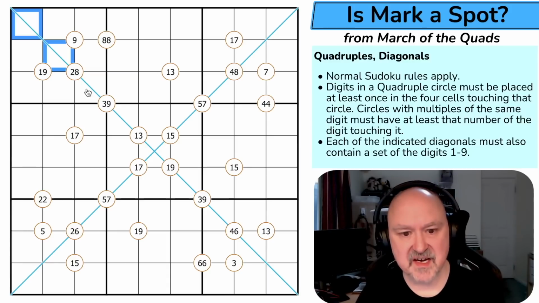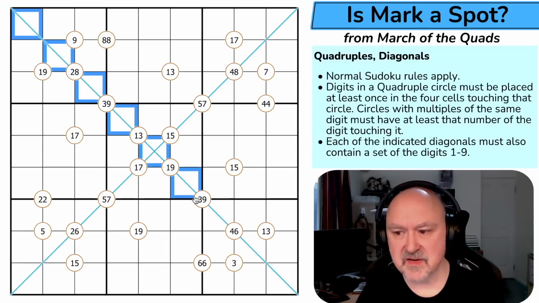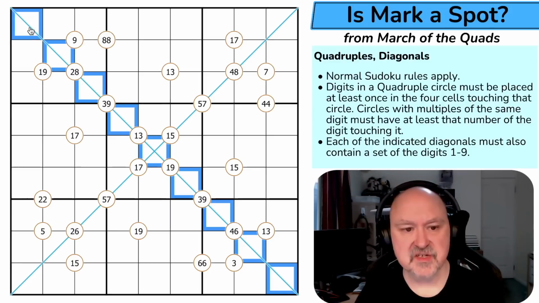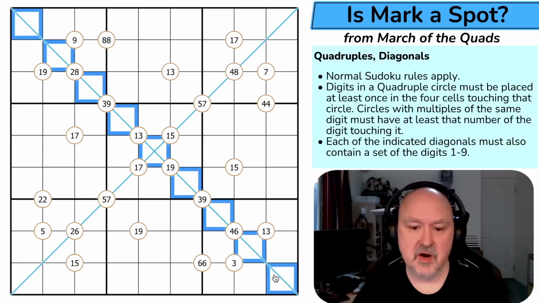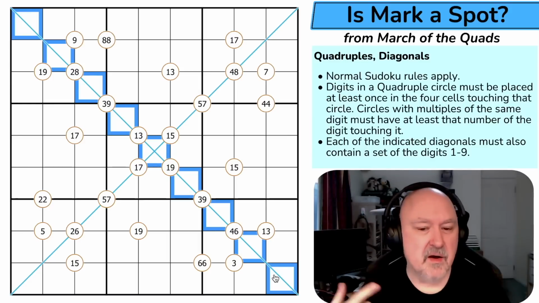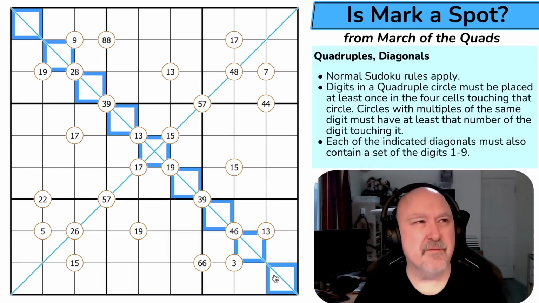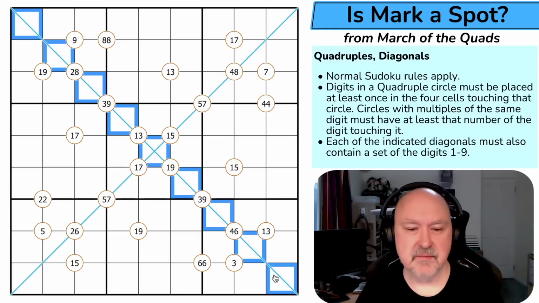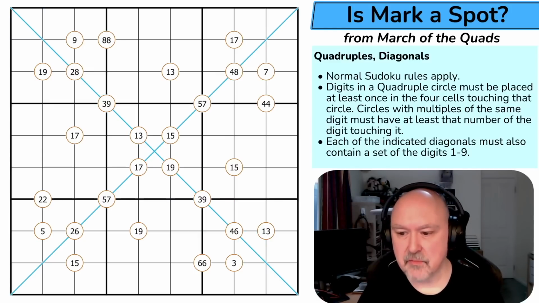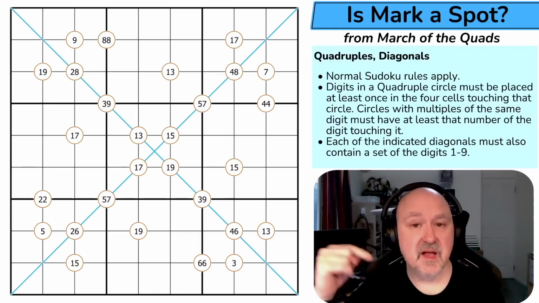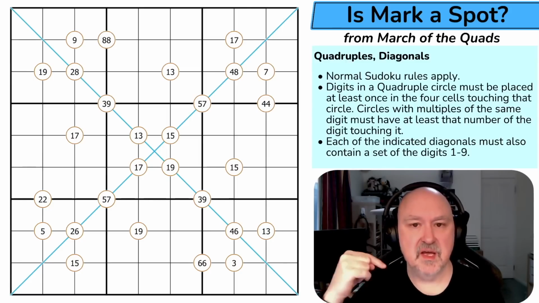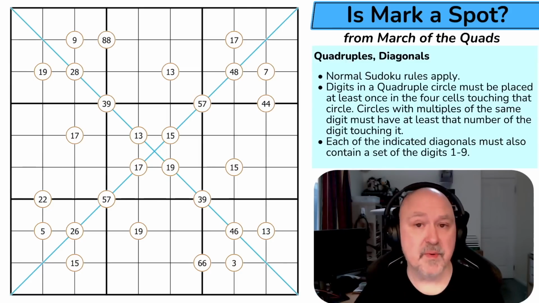Each of the indicated diagonals must also contain a set of the digits 1 to 9. So we know that along this diagonal, there must be a unique set of the digits 1 to 9. Possibly we would have updated the words diagonals. I think the standard wording we've fallen on for this is basically diagonals cannot contain repeated digits, but that's the way they're worded now. I'm going to put links below to this puzzle as well as to the pack where you can download all of the puzzles.